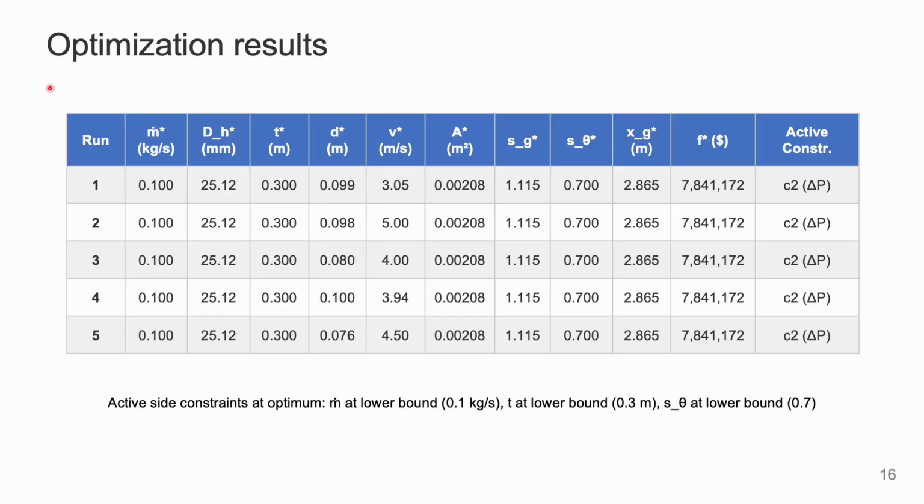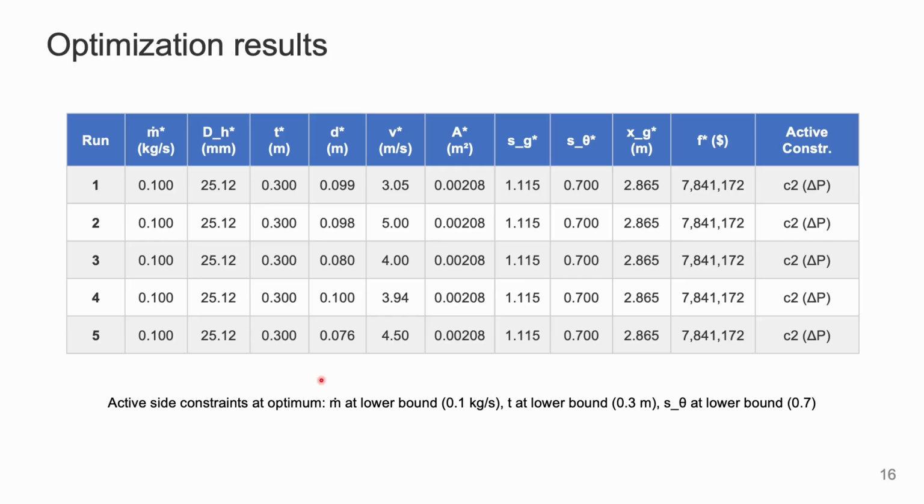Every run converged to the same optimal cost of $7.84 million, with 7 of the 9 variables identical across all the runs. The only variation is in pipe diameter d and velocity v, which I'll discuss on the next slide. The only active physics constraint is the pressure drop limit, and 3 side constraints hit their lower bounds: mass flow rate, thickness, and theta scale.